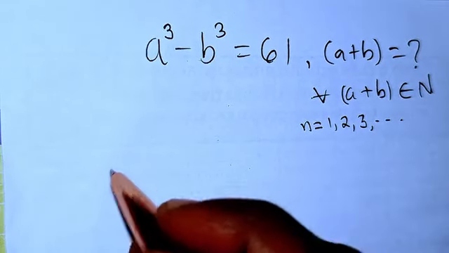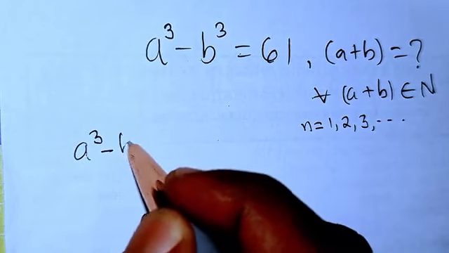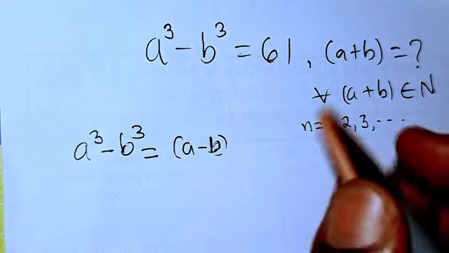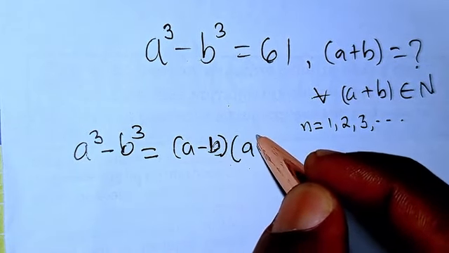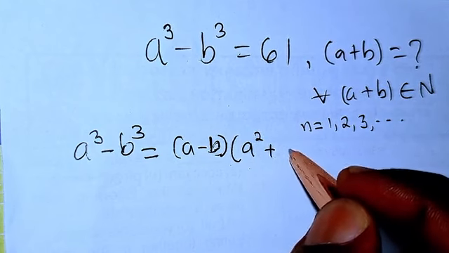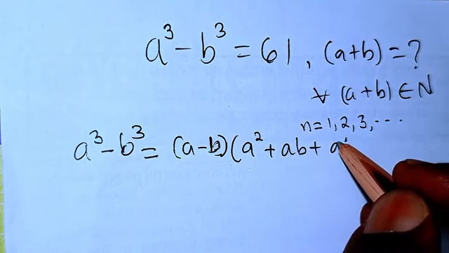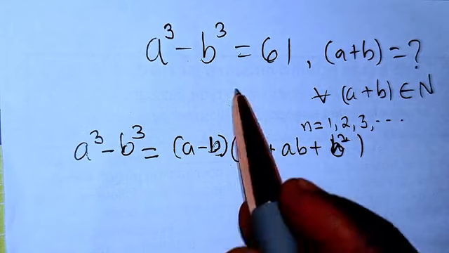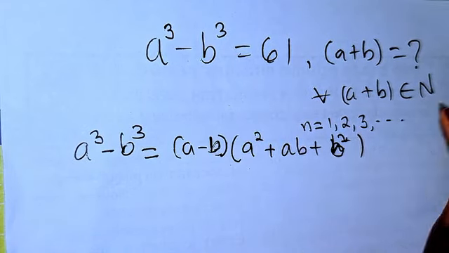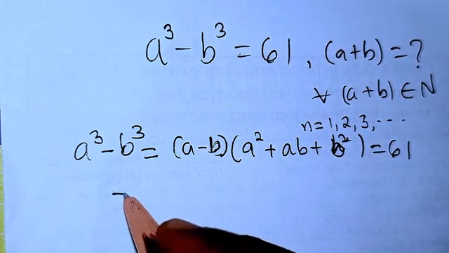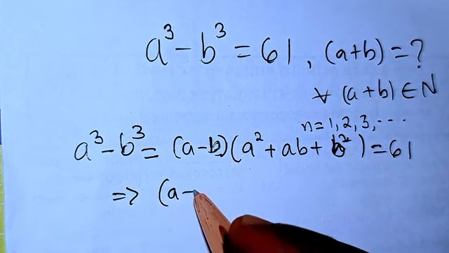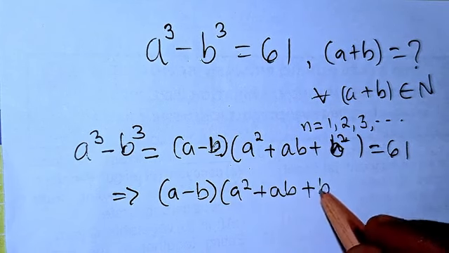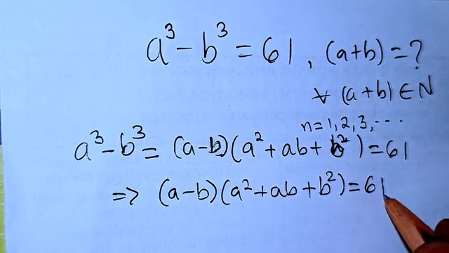So from here, we have a to the power of 3 minus b to the power of 3, which we can factorize in this form: a minus b, times a squared plus ab plus b squared. We've already stated that a cube minus b cube is 61, so this implies that a minus b times a squared plus ab plus b squared equals 61.